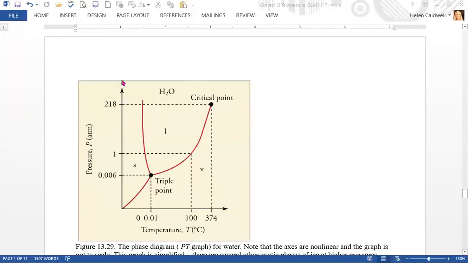Okay, I typically will draw this diagram and ask you about the 5 different places. So this area where it's a solid, the middle where it's a liquid, the far right-hand side where it's a vapor, the triple point, and the critical point.